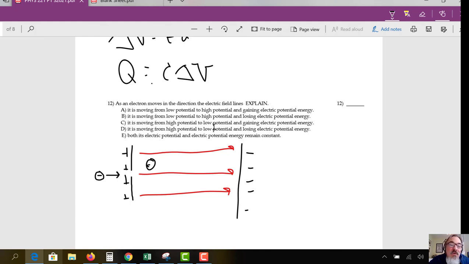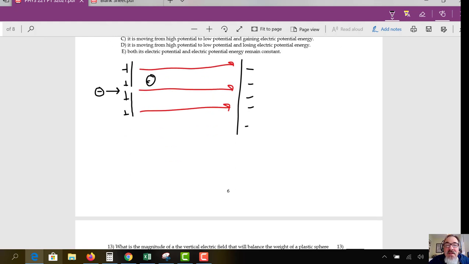I know that because we're going along electric field lines, which go from higher to lower. And it's gaining electrical potential energy because it's losing kinetic energy. It's slowing down here. So if it's slowing down, what's happening to the kinetic energy? It's turning into electrical potential energy. So as far as explain goes, the picture helps out a lot.